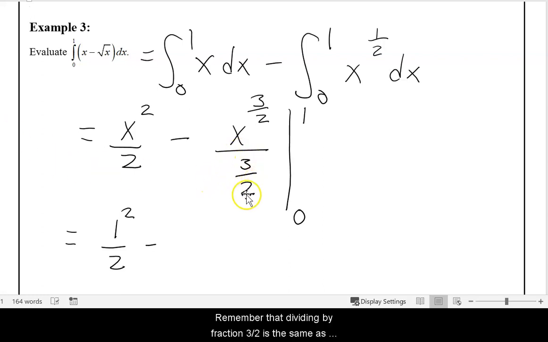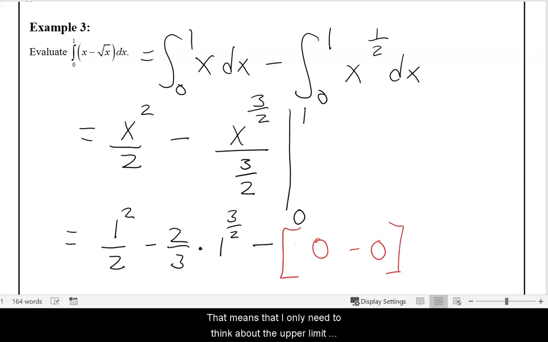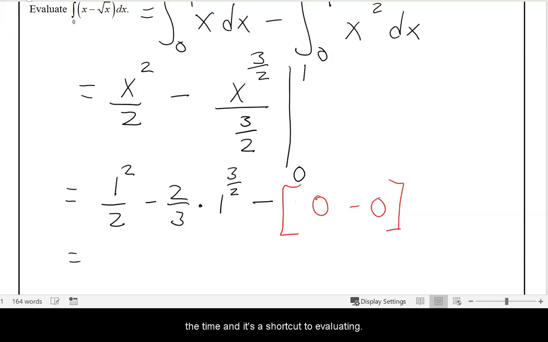Remember that dividing by a fraction 3/2 is the same as multiplying by the reciprocal 2/3. That then would give me 1 to the 3/2 power. Then I can do the subtraction of the lower limit of integration plugged into the antiderivative. However, the lower limit of integration is 0. When I plug it into these two parts, it should give me 0 in both cases. That means that I only need to think about the upper limit of integration. While this doesn't happen all the time, it does happen some of the time and is a shortcut to evaluating.